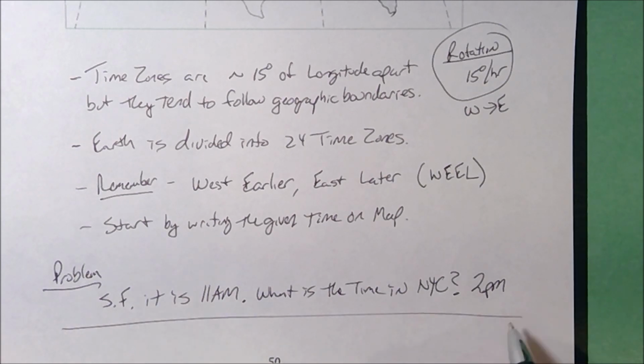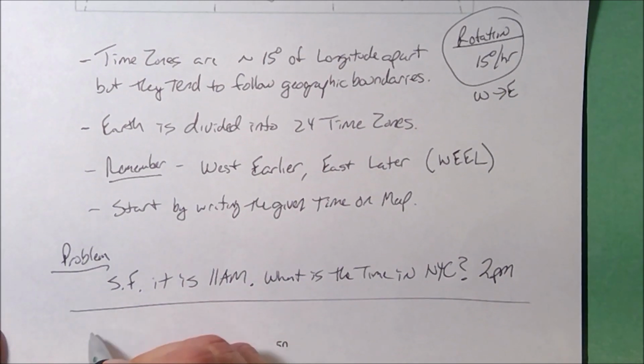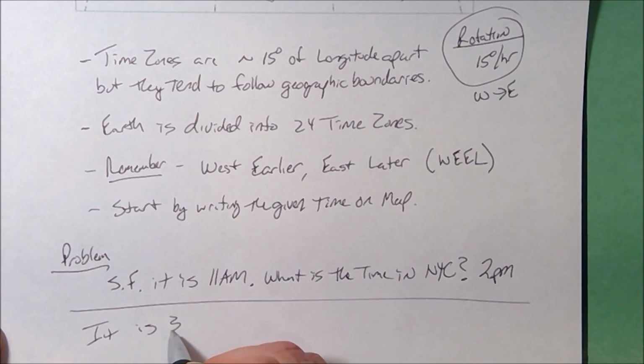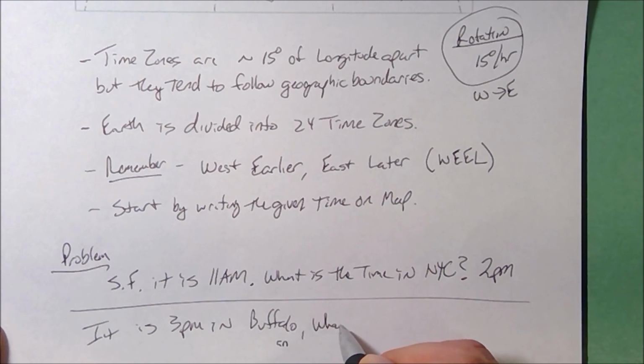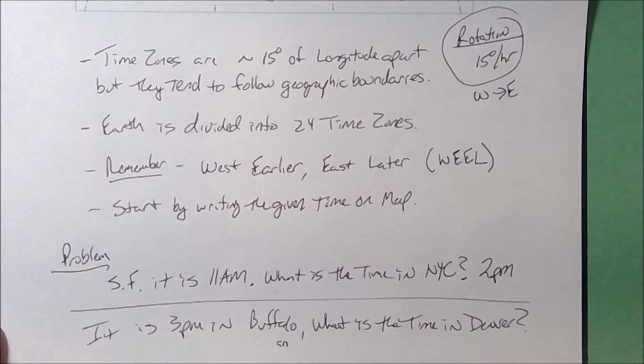All right, a second problem. Let's say we know it is 3 p.m. in Buffalo. Now, I'm looking up, Buffalo is in the Eastern time zone. What is the time in Denver? If they give you the map, you may as well write on it. You can count the time zones going across instead of trying to do it mathematically.